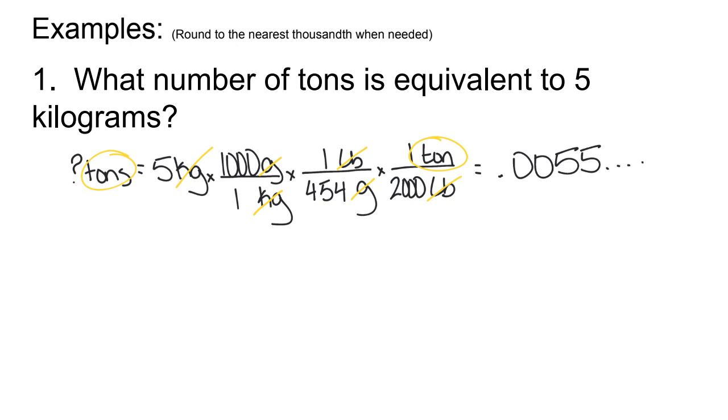But this says round to the nearest thousandth. So I need to talk about that guy. That is the thousandths spot. And after him is a 5, which means he's going up. So 0.006, and we are now in tons.